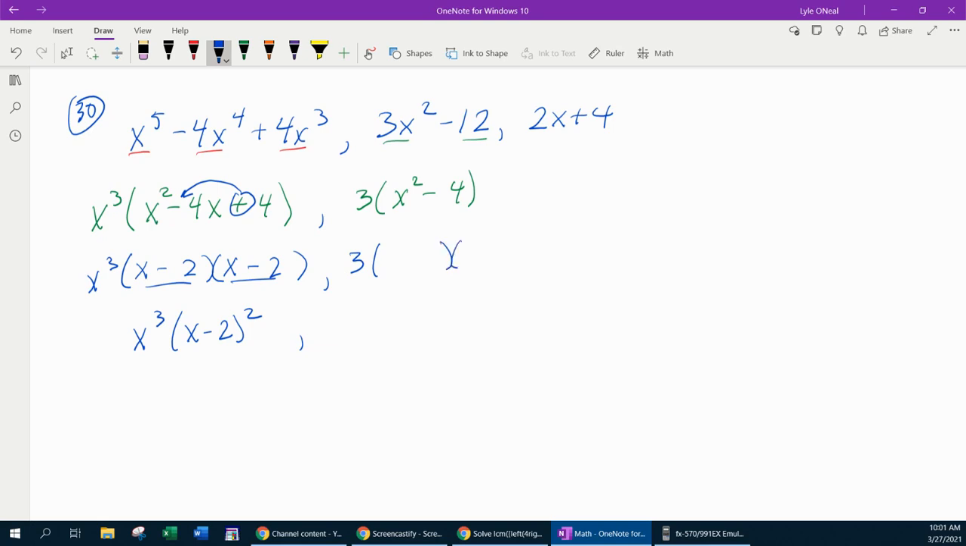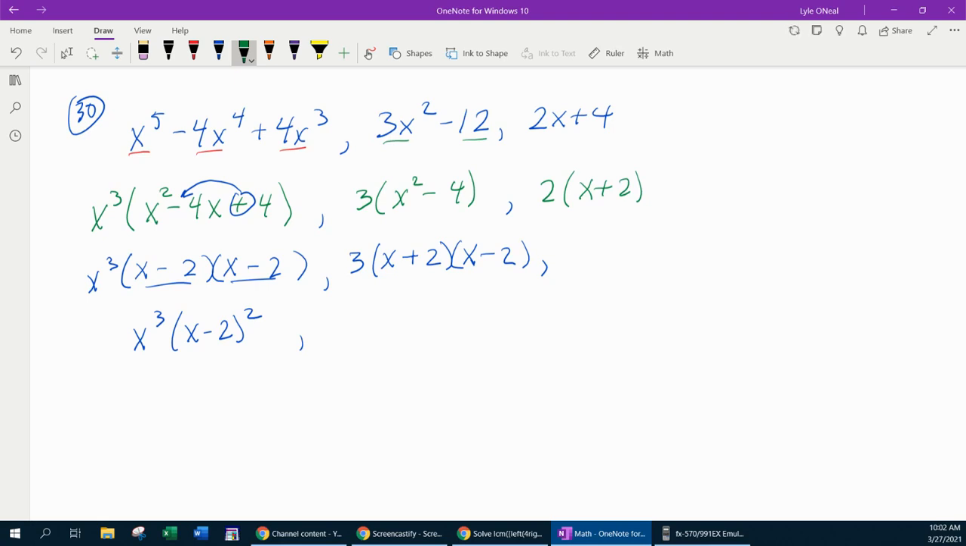So the difference of squares has parentheses, different signs, and fill in the blanks. X and x, 2 and 2. And so now that's factored completely. And then for the last binomial, we have a common factor of 2 that we need to factor out. And that's going to leave us an x plus 2.